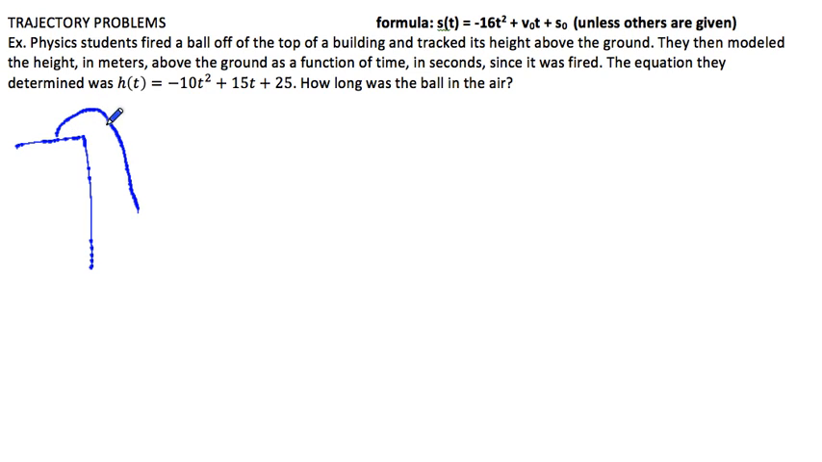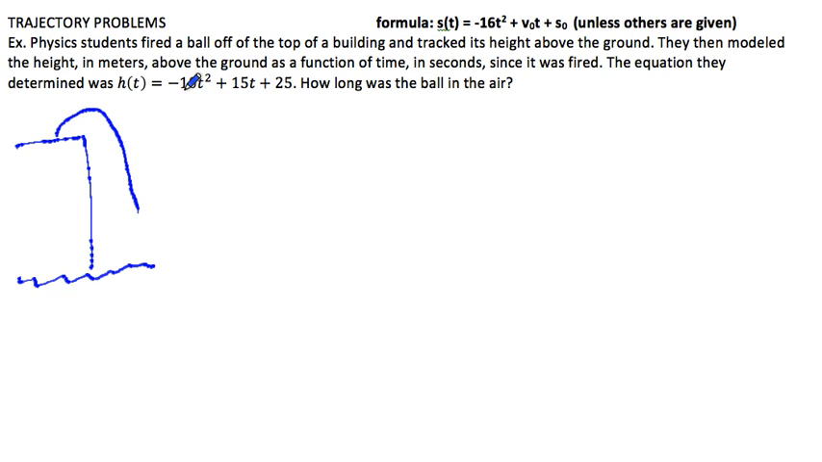So right here, you should be able to see, or I want you to see, that there is a trajectory motion. This is the building right here. The ball goes up in the air and then comes down, and obviously the ground is down here. In this problem we're not using the formula that is given right here, because they tell us that this is actually the formula that we're going to use to determine the height.